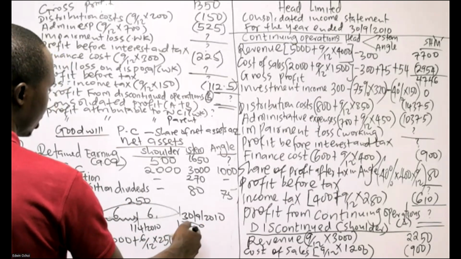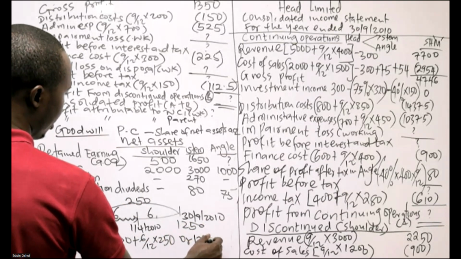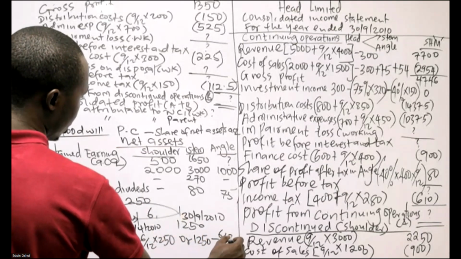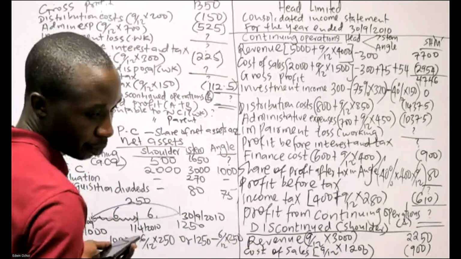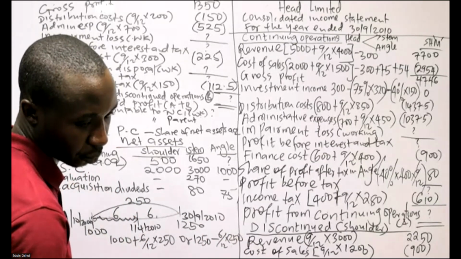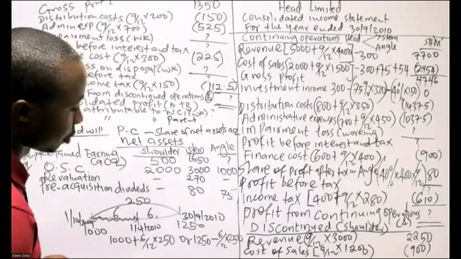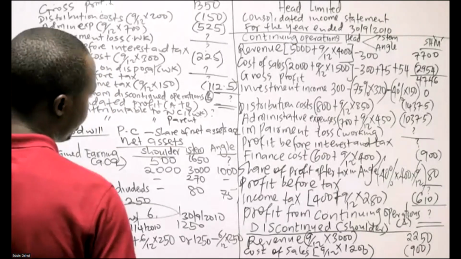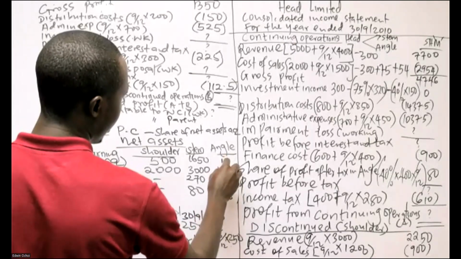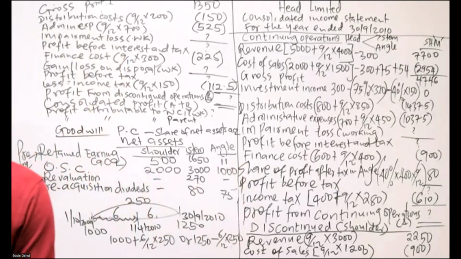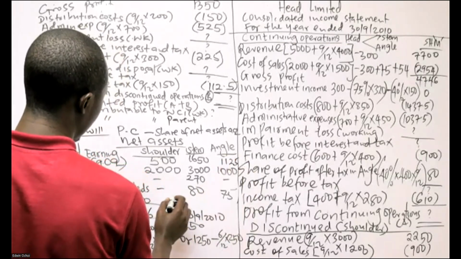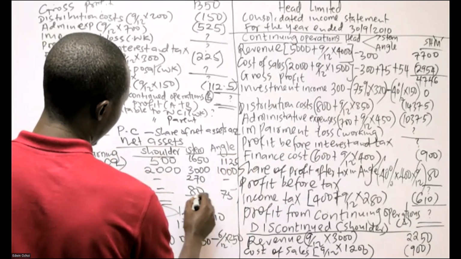Or I can even decide to start with 1250 minus, there are 6 months, 6/12 times 250. So it's all about 1125. You have said 1125. Maureen, you have said 1125. So that is good. That is correct. Very good.